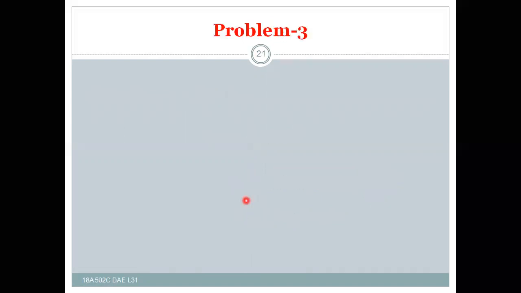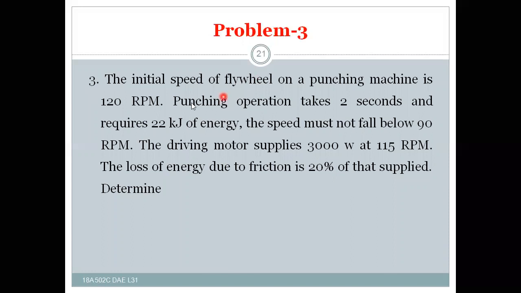And third problem, let us see the third problem. The initial speed of the flywheel on a punching machine is 120 revolutions per minute. The punching operation takes 2 seconds and requires 22 kilojoules of energy. The speed must not fall below 90 revolutions per minute. That means the minimum speed is 90 revolutions per minute.